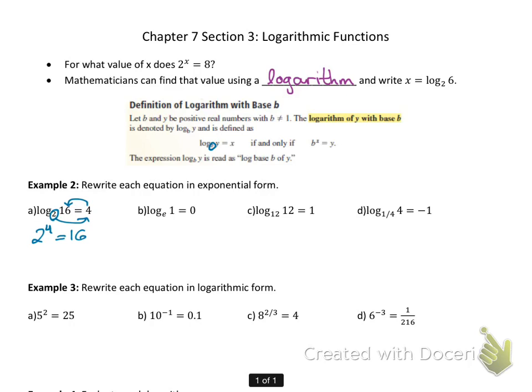Okay, if I want to write a logarithm as an exponential function like what you're used to seeing. For b, same thing. E to the 0 power equals 1. C, 12 to the 1st power equals 12. D, 1/4, right, because you can have fractions, that's 1/2 to the negative 1st power equals 4. Right? You can also go backwards.